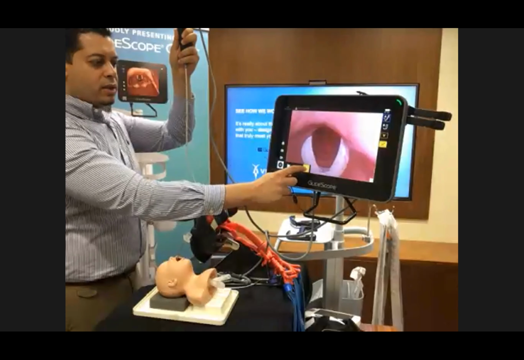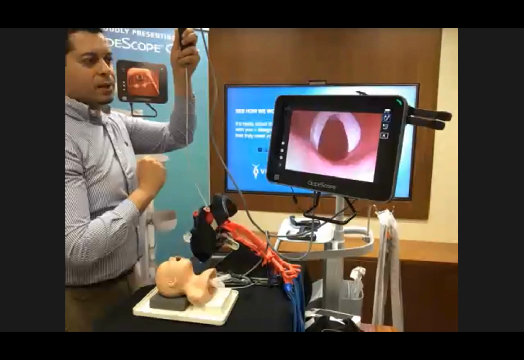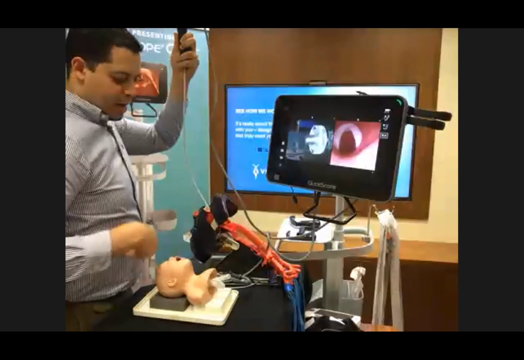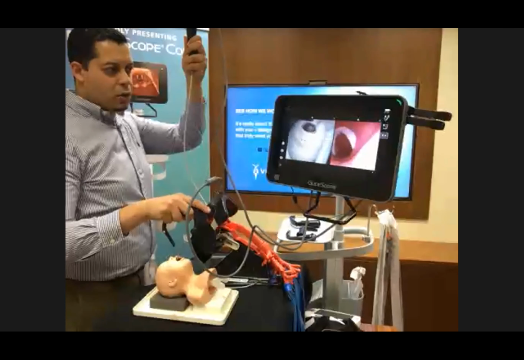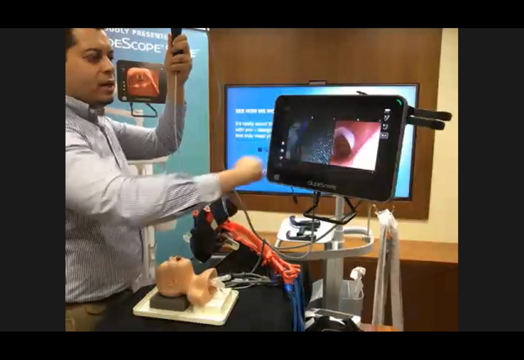And back again, if you want to return it back to the normal position, the standard one, just a dual view, you go ahead with the same type of process. It gives you the video endoscope and the bronchoscope side by side, as I said earlier, dual view.